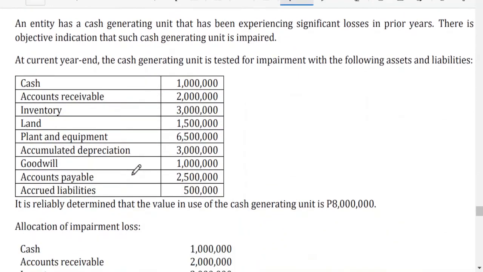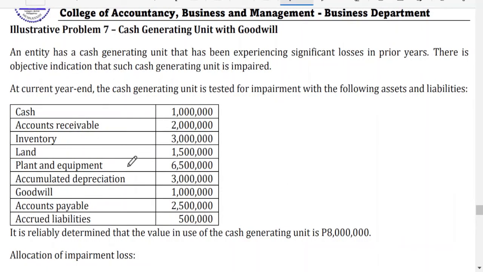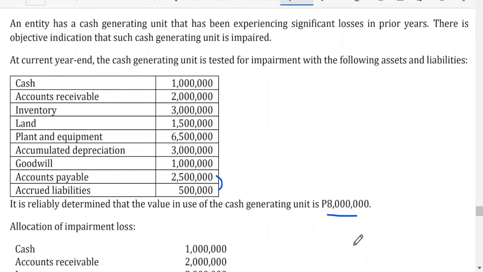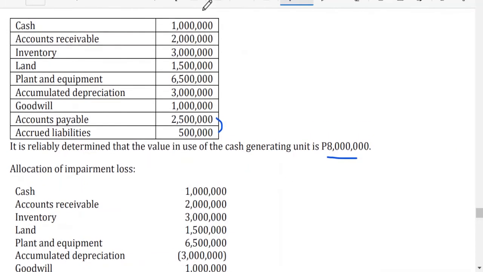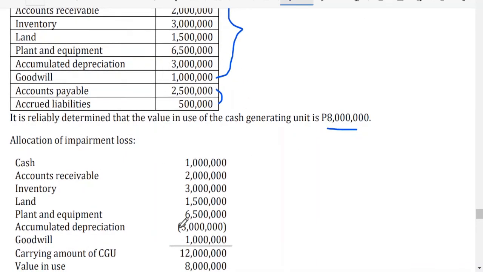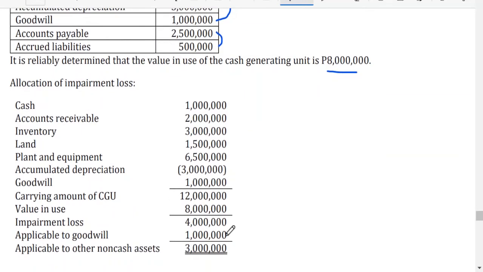Another example. Okay, so you have the following items for your cash generating unit. This time, there are liabilities involved. The value in use of the cash generating unit is 8 million. How do you allocate the impairment loss? First, we have to get the carrying amount of the CGU. How to get the carrying amount of the CGU? We add all of the items, all of the assets. Of course, you have to deduct the accumulated depreciation. So the carrying amount of the CGU, which involves only the assets, is 12 million compared with the value in use, which is 8 million. There's an impairment loss of 4 million.